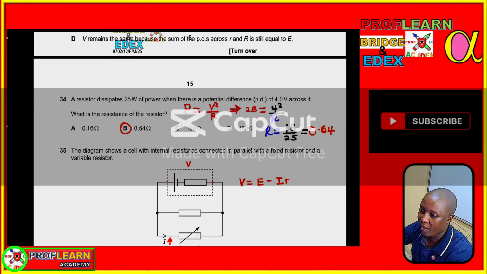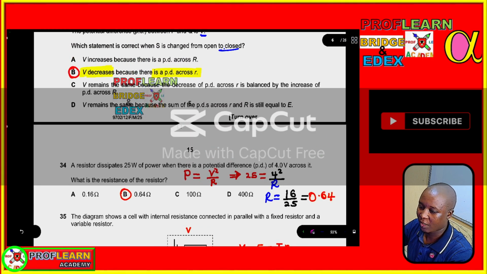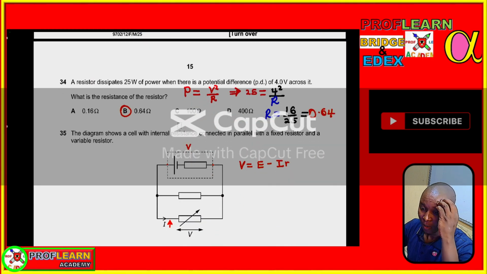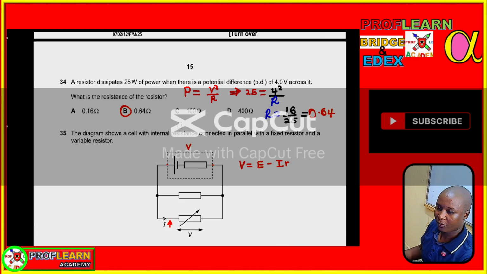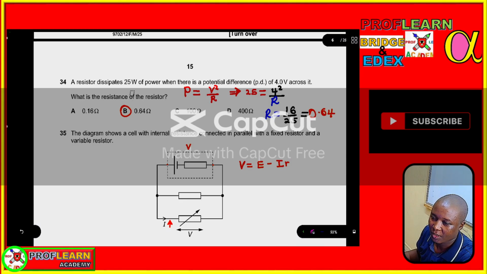Now we have moved to a different paper. Moving to question 34, we are saying that a resistor dissipates 25 watts of power when there is a potential difference of 4 volts across it. What is the resistance of the resistor?